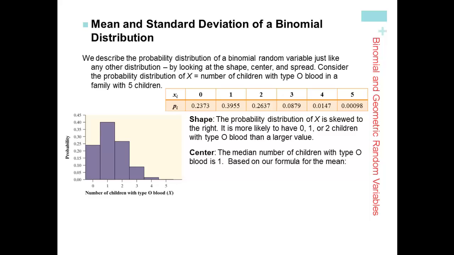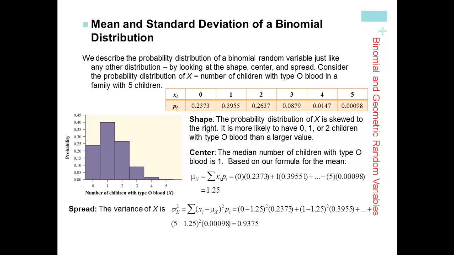Based on the formula for mean, the mean would calculate out to be 1.25. Based on our formula for standard deviation, the variance would end up being 0.9375, and therefore our standard deviation would be the square root of that, which would be 0.968.